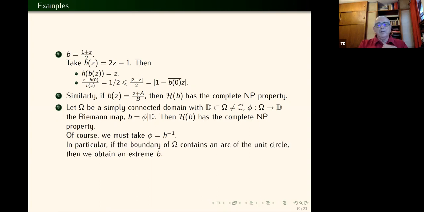In particular, this is interesting because I can be careful to ensure that the boundary of omega contains an arc of the unit circle. Let me just draw it. So we have the unit circle, and omega, let's suppose that it's something like this, contains this arc, and then it's something larger. Well, then we obtain an extreme B. So not only, as you might think, only non-extreme B can be obtained.